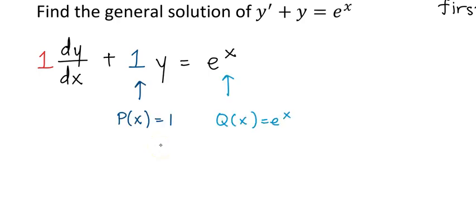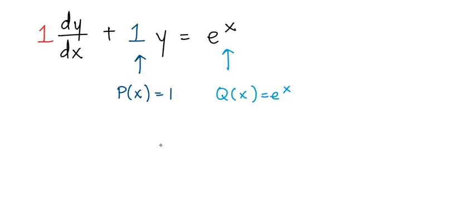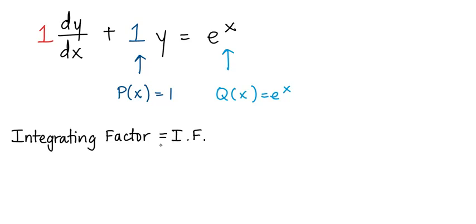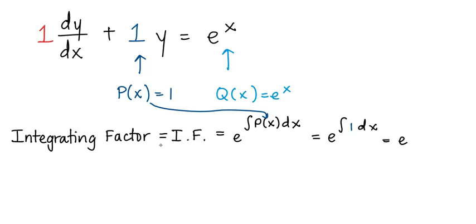Now that we have identified p of x and q of x, we can go on to identify our integrating factor. Abbreviate integrating factor as IF, and the integrating factor is equal to e raised to the integral of p of x dx. That is what the integrating factor is when solving a linear differential equation. In our case, our p of x is 1, so we have e to the integral of 1 dx. The integral of 1 dx is simply x, so our integrating factor is e to the x.